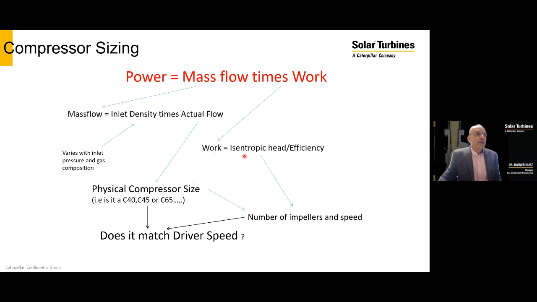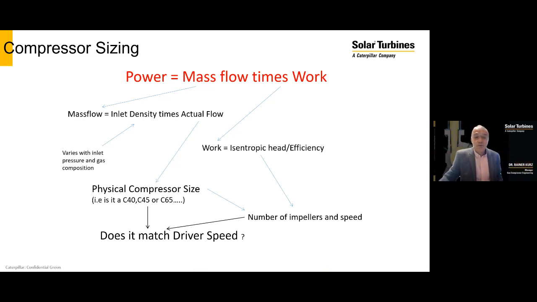Now the work is basically isentropic head divided by efficiency. And the amount of work, I know I can get a certain amount of work per impeller. So that essentially tells me how many impellers I need and at what speed I need to run them. And then the next question is, between the compressor size, the impellers, and the speed, does that match the driver speed? So if I have a gas turbine where the power turbine wants to spin at 7,000 RPM and my initial gas for the compressor gets me to, let's say, 8,000 or 9,000 RPM, I have to pick a bigger compressor to match the driver speed.